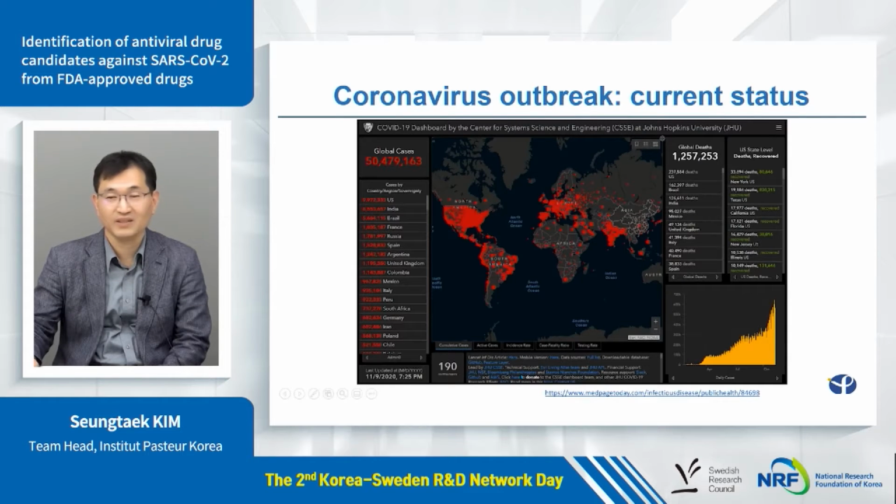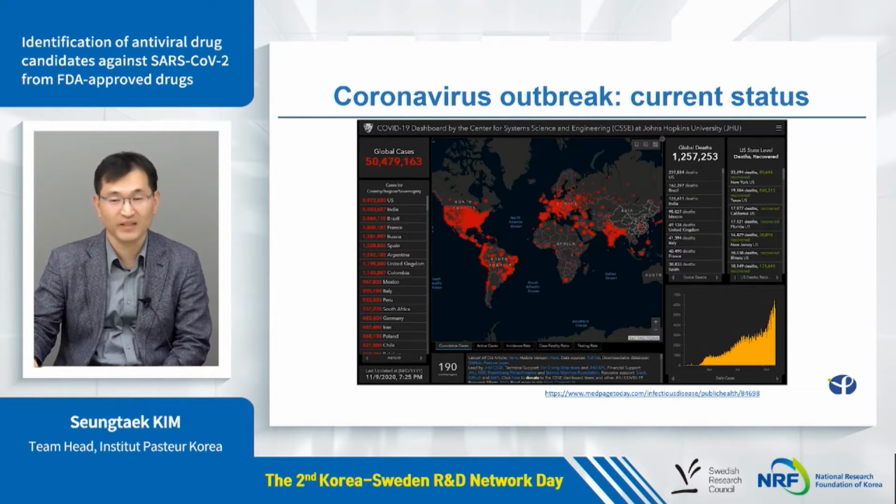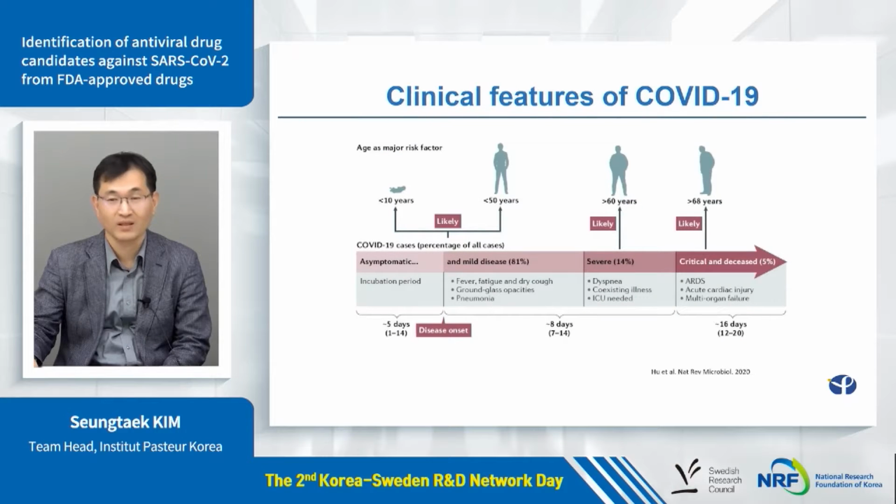All right, this slide shows the current status of global COVID-19. We have more than 50 million confirmed cases and more than 1 million deaths worldwide. The major risk factor for COVID-19 is age, and approximately 80% of COVID-19 patients show mild disease, but the others, about 20%, experience severe disease, even including deaths.